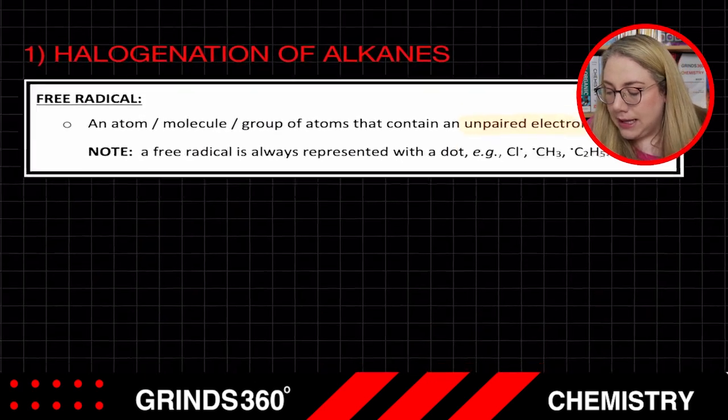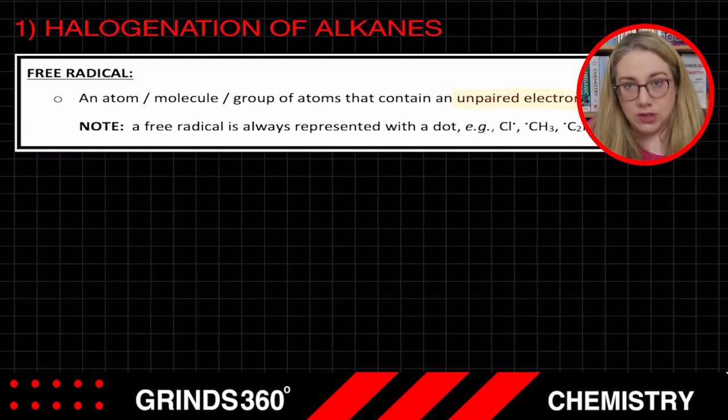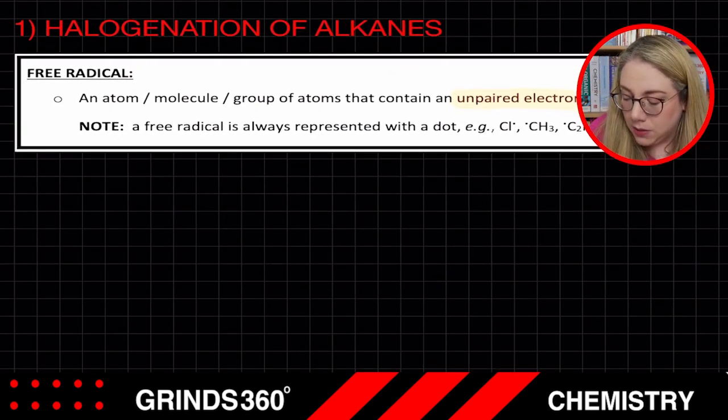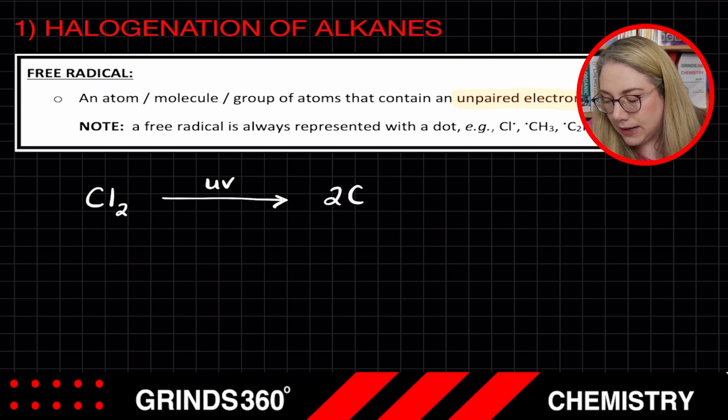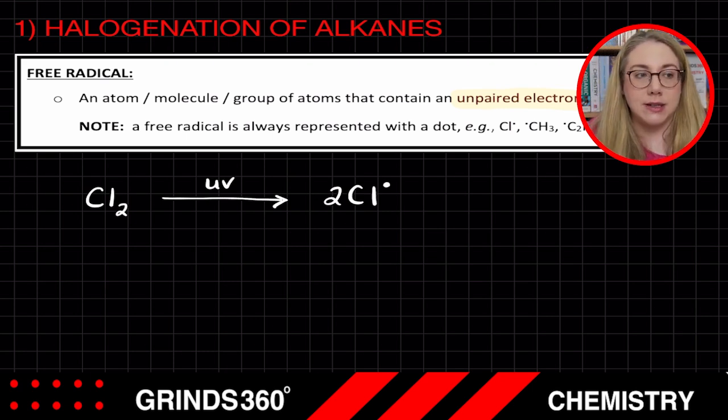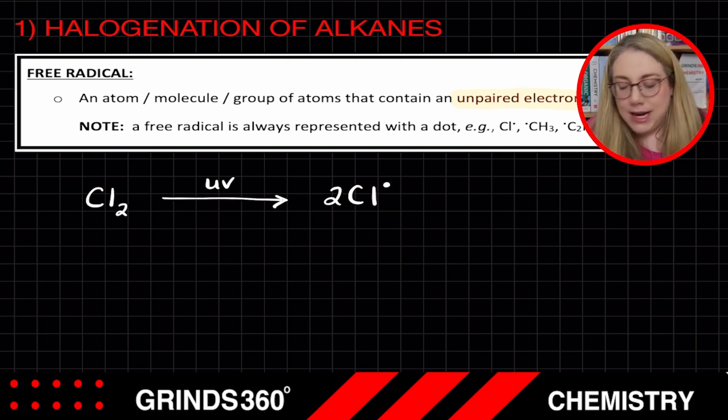Now the unpaired electron is represented with a dot. So if I was showing you that chlorine, Cl2, when you shine UV light on it, splits up into 2 chlorine free radicals, the chlorine free radical is represented with a dot. Now be careful here, it's not an ion.